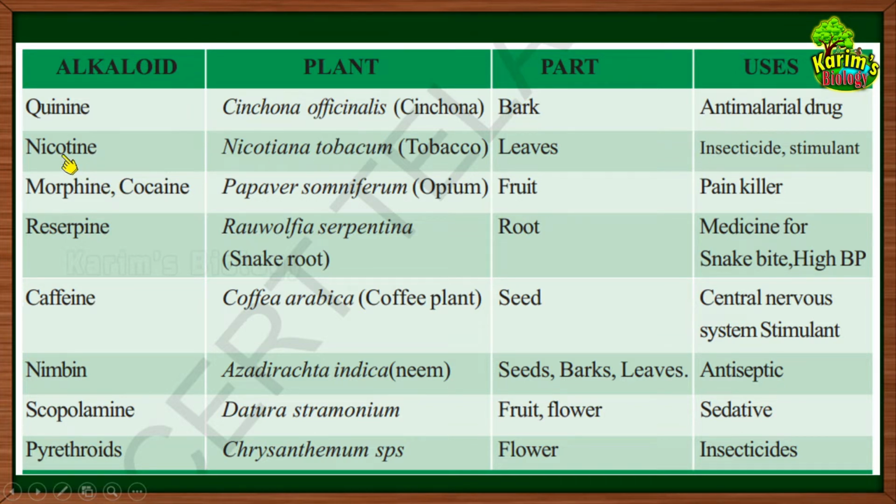The second alkaloid that we are going to talk about is nicotine. Nicotine is obtained from the tobacco plant. You already knew about the tobacco plant. What is the scientific name of tobacco? The scientific name is Nicotiana tabacum. And which part of this tobacco plant stores nicotine? Leaves of the tobacco plant.